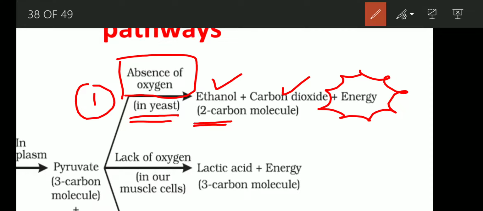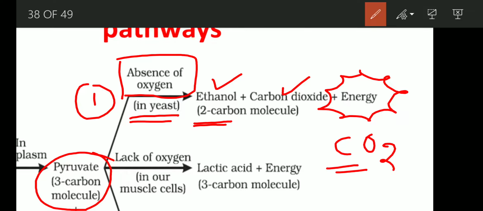If we count the number of carbon atoms, you can see here 3 carbons. We started off with 3 carbon, then we got these 2 products. One is 2 carbon, and we know carbon dioxide is 1 carbon molecule. So ethanol 2 carbon, carbon dioxide 1 carbon. 2 plus 1 is equal to 3 carbon. So our carbon molecules, they are balancing here. Okay, plus some amount of energy is also being released. This type of reaction takes place only in yeast cells.